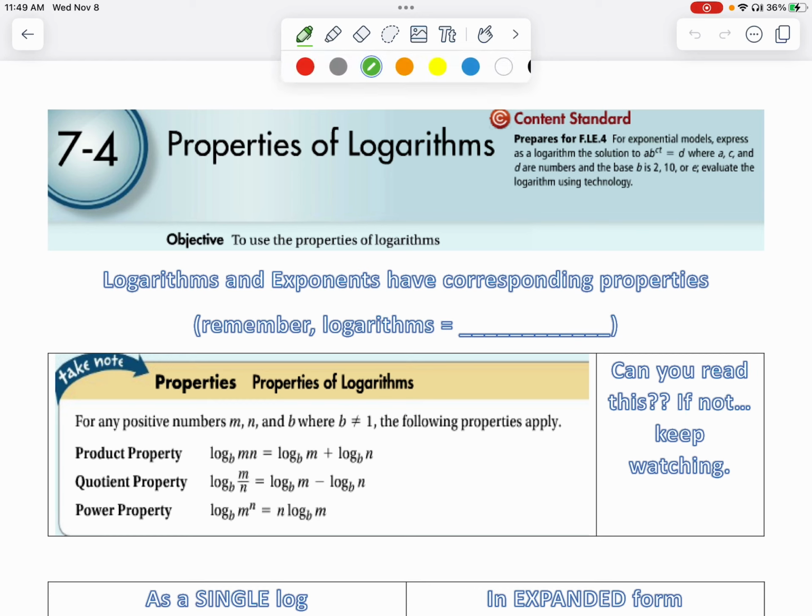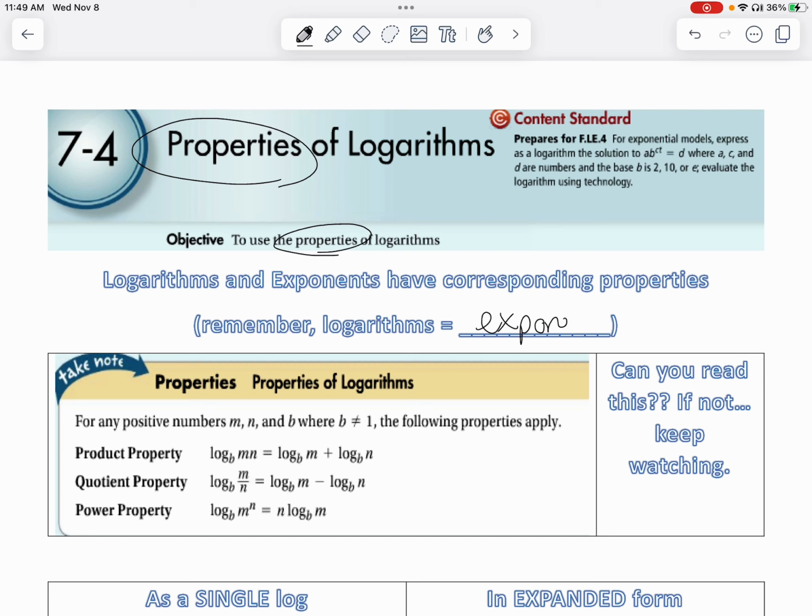So we've been talking a lot about logarithms and evaluating them, but today we're going to talk about different properties of logarithms. Our goal is to use those properties and put them together and pull them apart. Now, logarithms and exponents have corresponding properties, meaning very similar properties, right? Because remember, logarithms equal exponents.